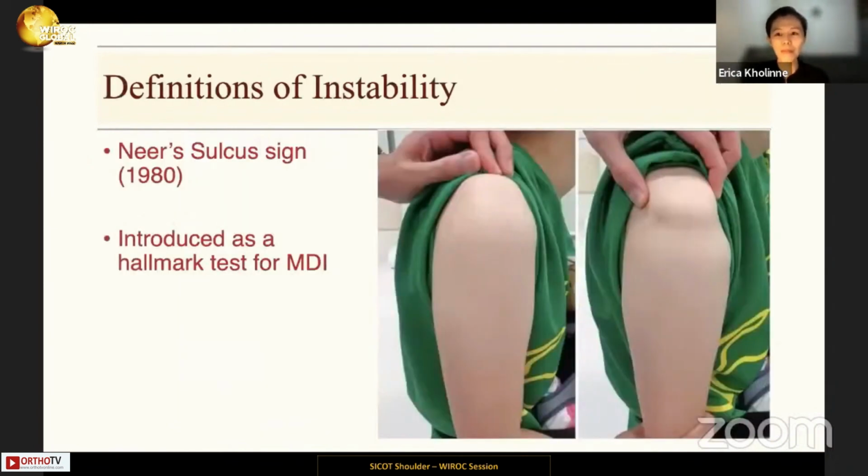Let us remember some popular definitions regarding instability. Sulcus sign, very popular, is a dimple created beneath the acromion when the subject's arm is pulled with traction downward, usually in a seated position. This is very popular as a hallmark test for MDI by Dr. Neer. Although Dr. Neer reported that all of his patients had symptoms of instability with the sulcus sign, many of us now interpret a positive sulcus sign, with or without symptoms, only as a sign of inferior laxity. It doesn't mean the patient has MDI.